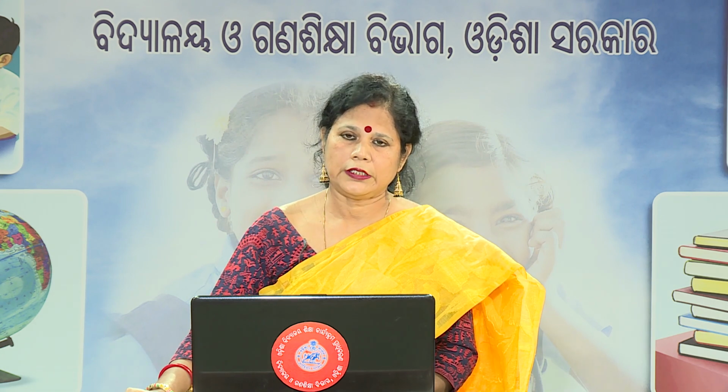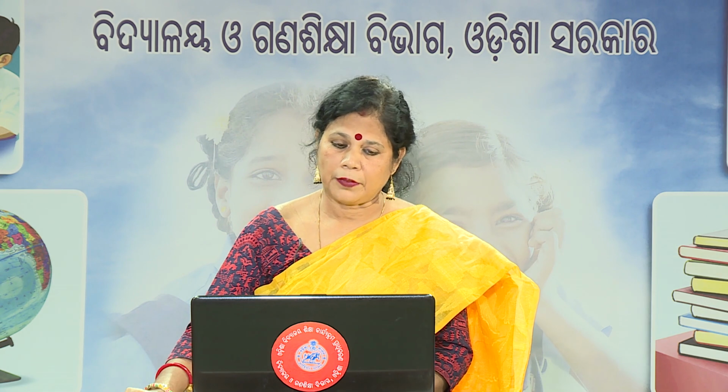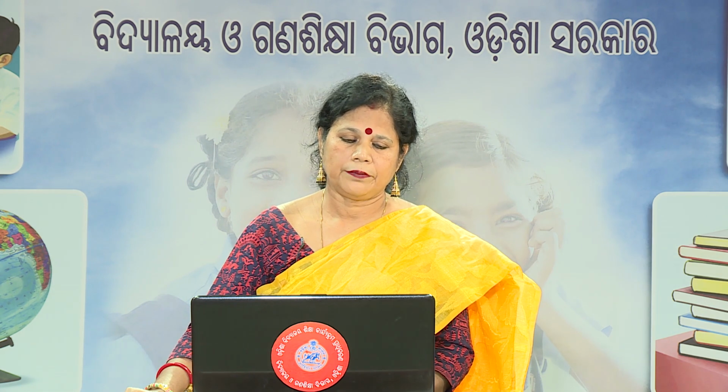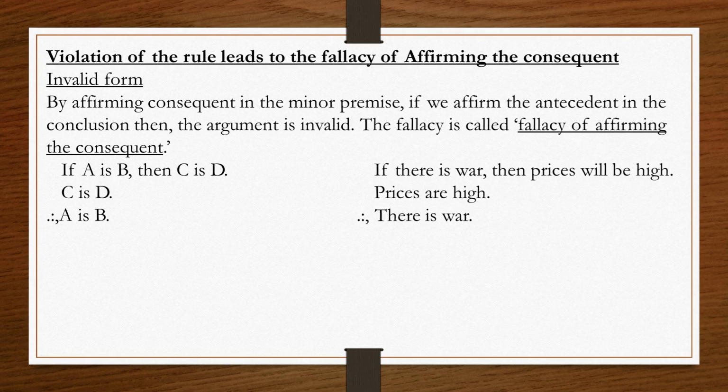Here you see the symbolic example. If A is B, then C is D. C is D, therefore A is B. So, major premise is if A is B, then C is D. A is B is your antecedent and C is D is your consequent.